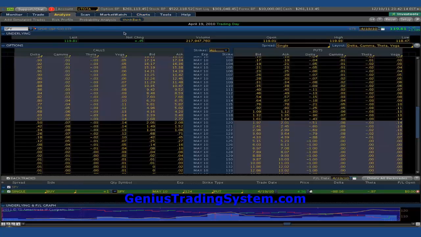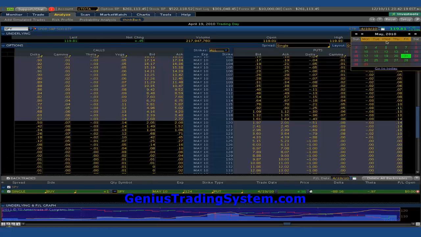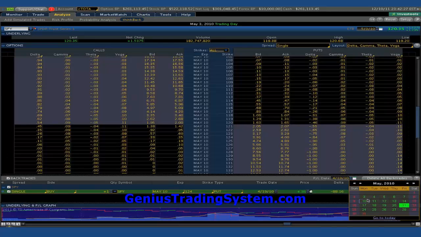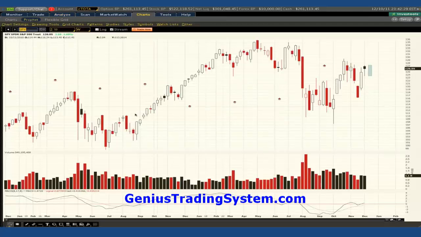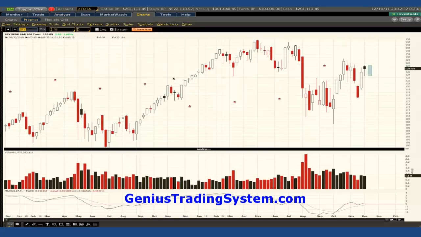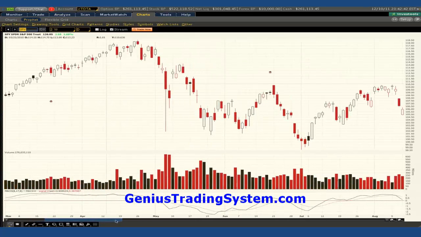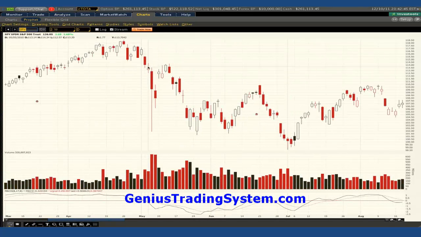So let's go back to our Analyze tab, and we want to go to May 3rd, the beginning of that week. And then we want to look at the daily chart starting on May 3rd. We had already had one large bar down on the weekly chart, remember. So we want to begin looking on May 3rd, which is right here, for an opportunity to go short.